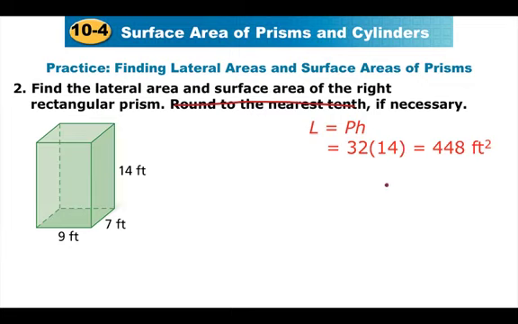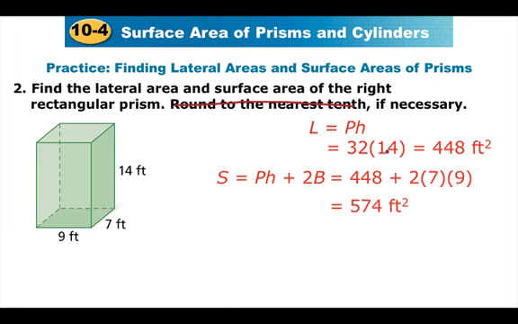At this point, now you can basically find the area of the two bases and add that to the lateral. So PH plus 2B, we know what PH is, which is 448. Why do I have 7 times 9? Because those are the dimensions of one of the bases, and I multiply that by 2 because we have two bases. Once you add these two numbers, this is the final answer to number 2, 574 square feet.